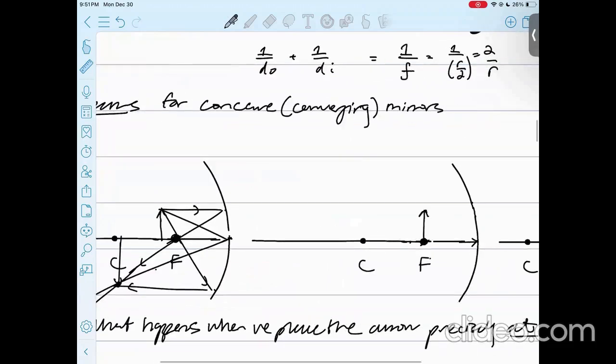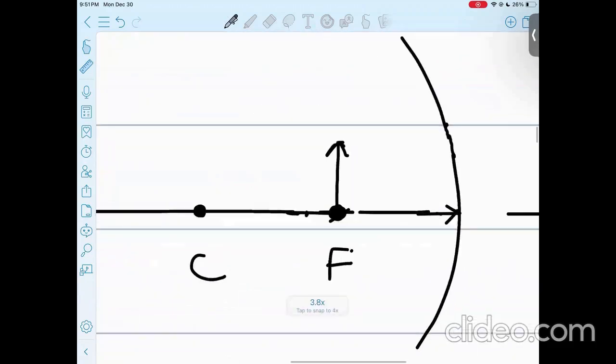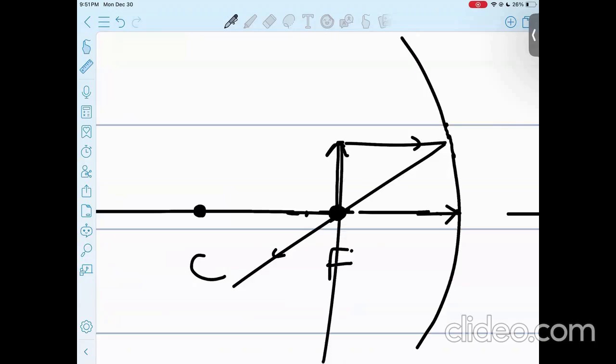So let's do it again. This time we'll put the object at the focal length, at the focal point. And so again, first ray leaves parallel, comes back through the focal point. Second ray, we want to send it through the focal point, but that doesn't really make any sense. So let's forget about that one.